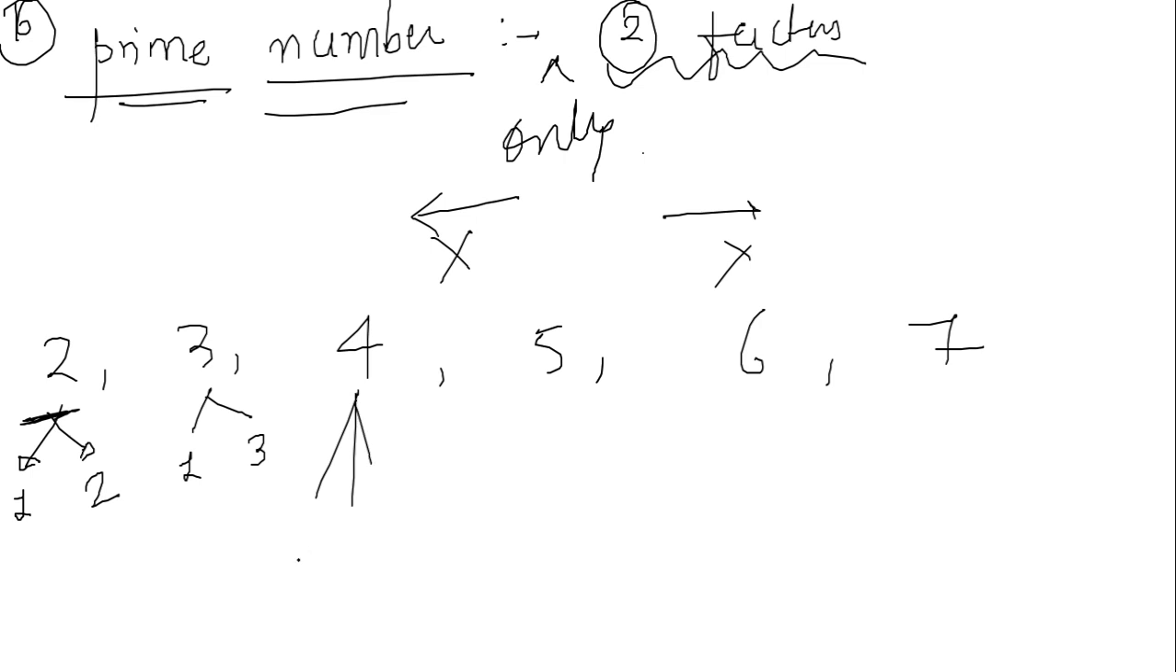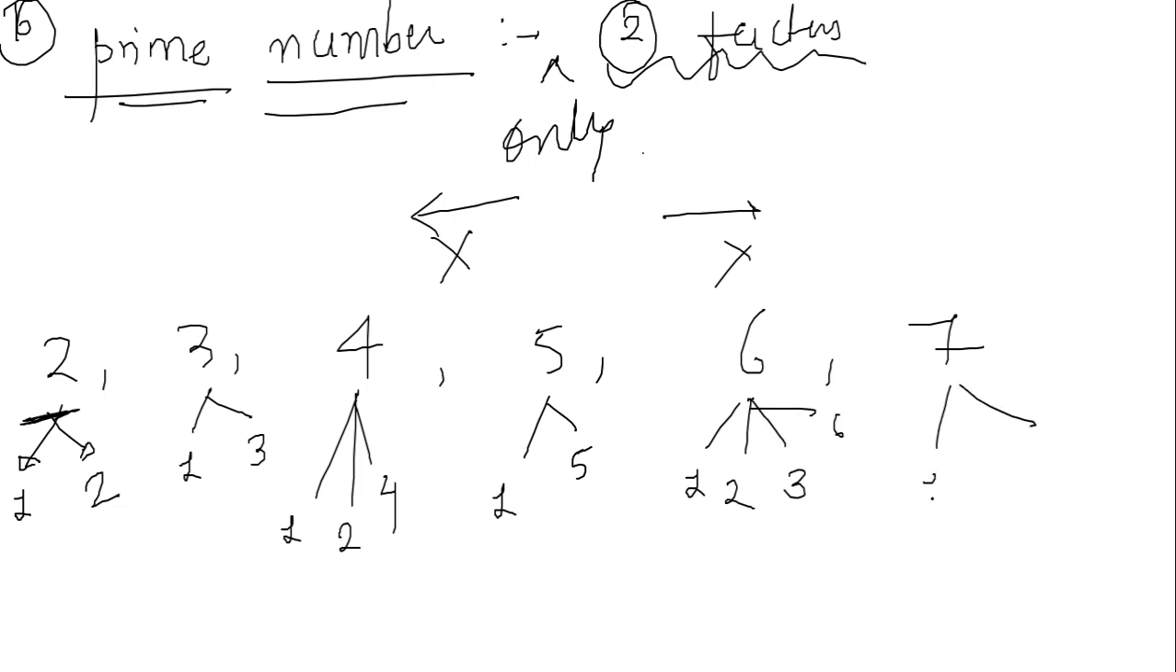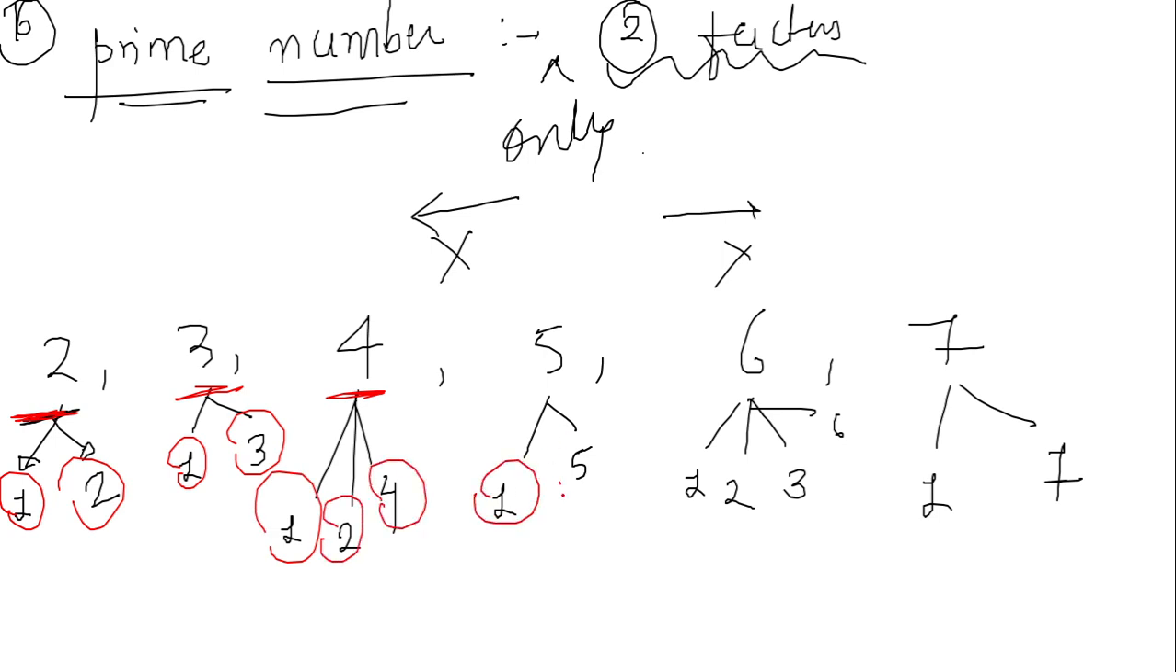Also 4 is in whose table? 4 is in 1's table, 2's table as well as 4's table. 5 comes in how many tables? 1's table and 5's table. Similarly, 6 comes in 1's table, 2's table, 3's table and 6's table. And 7 comes in 1's table and 7's table itself. So if we look at these examples, 2 has 2 factors, 3 has again 2 factors, 4 has 3 factors, 5 has again 2 factors, 6 has 4 factors, 7 has again 2 factors.